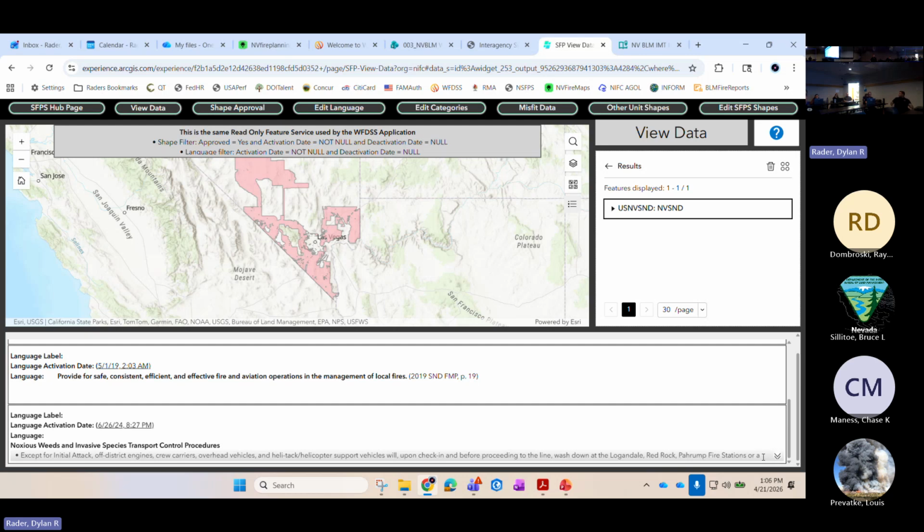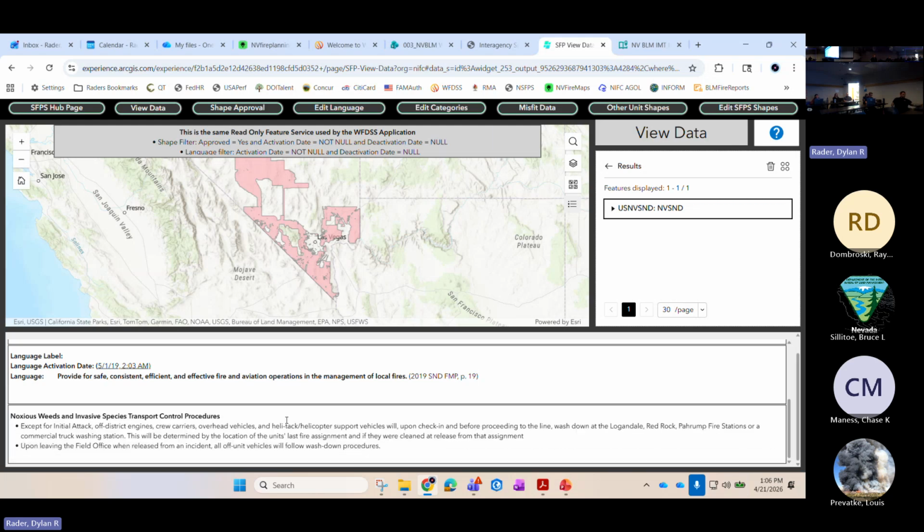But again, this is direction that falls in the unit boundary shape because it doesn't fit elsewhere. It was included as overall unit boundary direction, or unit direction, in WFDSS Classic. So it's important that you realize this language does get pulled into your decision, right? And if there's anything out of date or anything that needs to be edited in this language, it's as easy as a data manager going into Spatial Fire Planning Service, editing the text, and then moving on. You can do it in real time, basically.